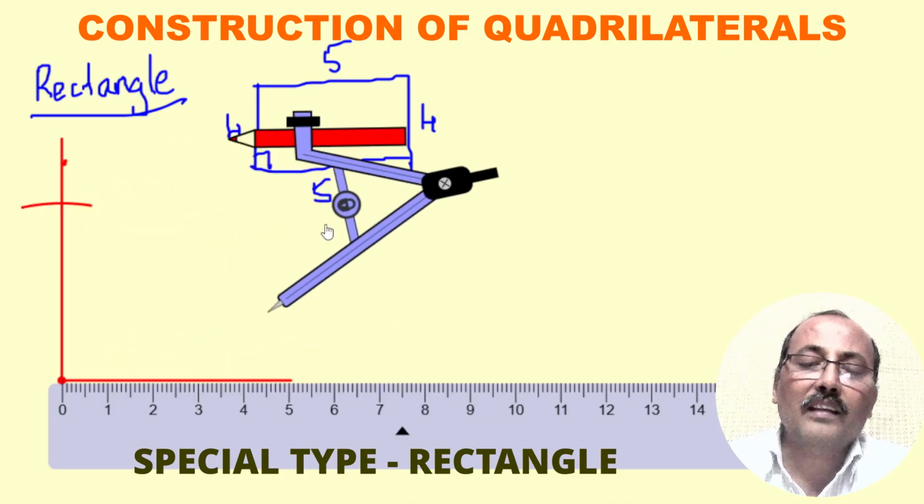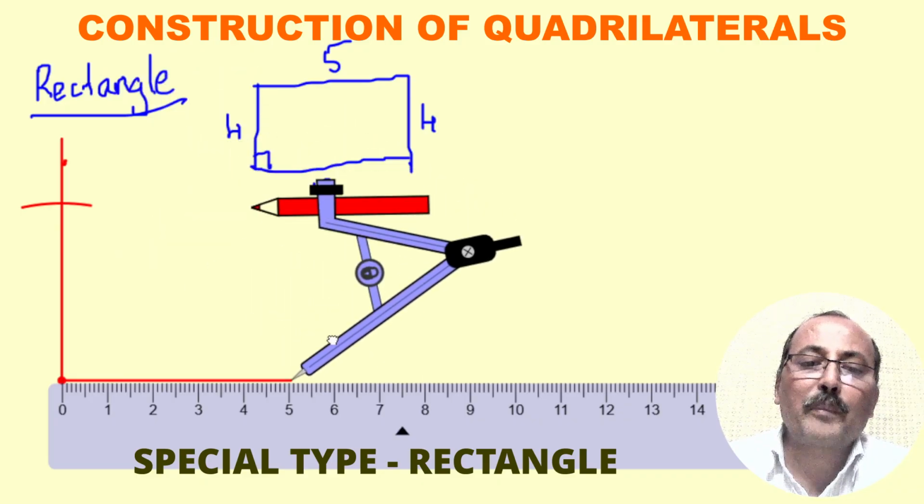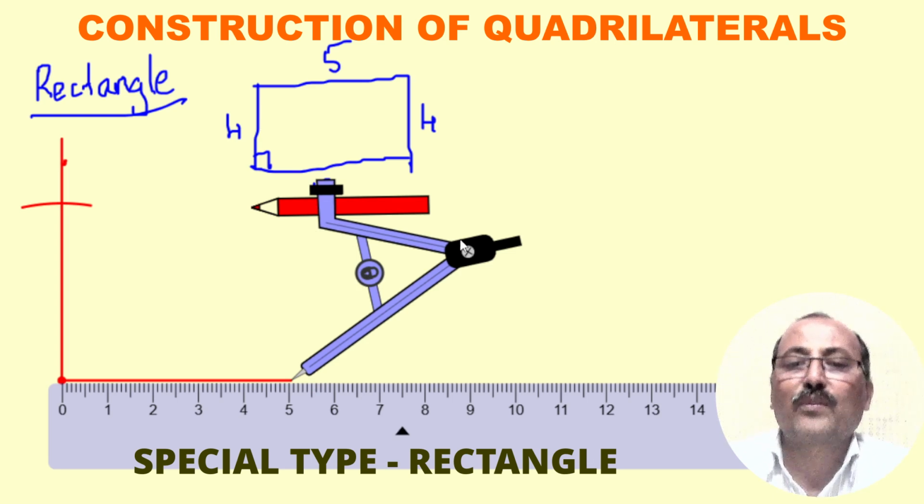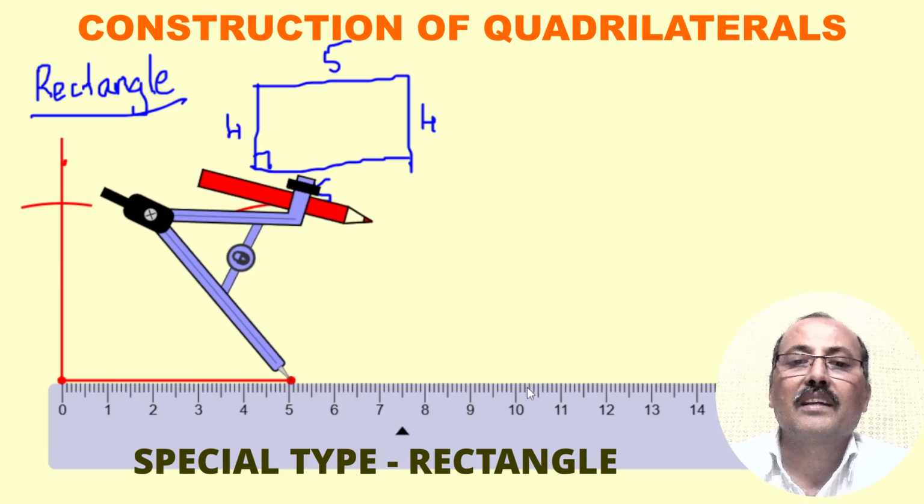We have drawn an arc. Now what you have to do with the same 4 centimeter, from here you can draw. Either you can draw from here to here or from here to here. It is 4 centimeter already there. So I will draw an arc of 4 centimeter here.